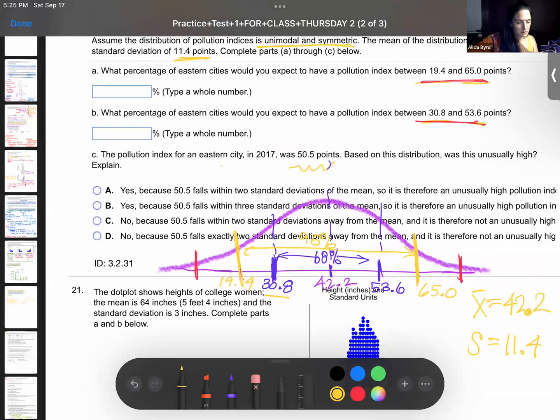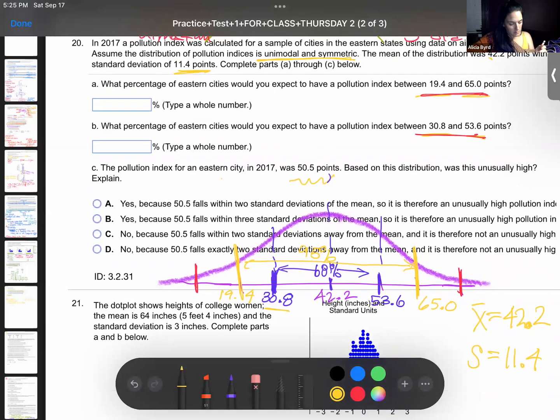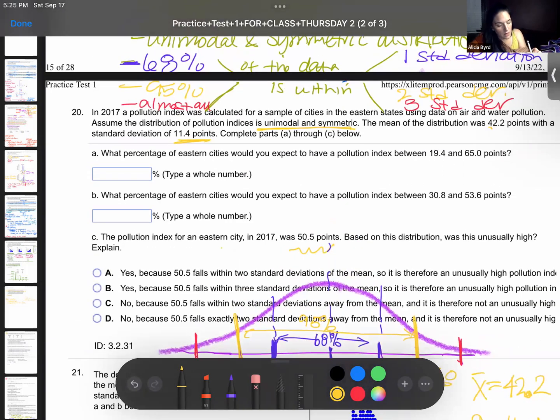Okay, so let's look up here for the first one. I'm going to erase some of these colors because these colors kind of match the ones I was using, right? So for the first one, where it's asking me about 19.4 and 65, I expect it to be, since those are two, right? So this is 2 standard deviations from my mean. I expect it to have 95% of my data.